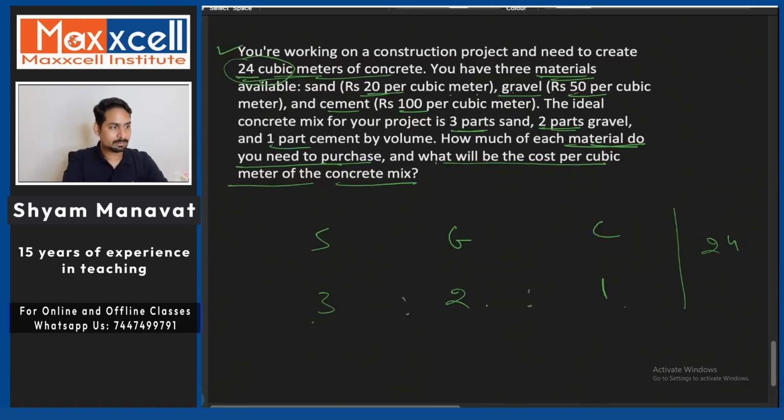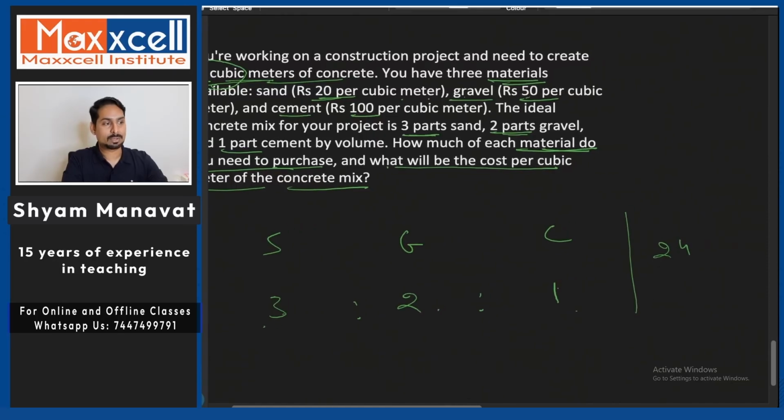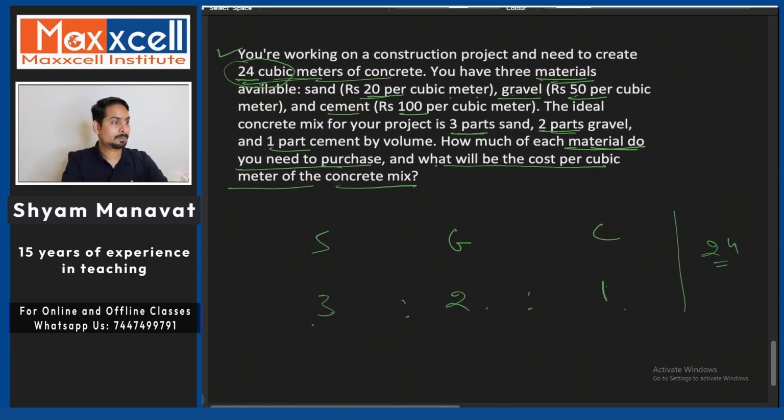So are they not like ratio? Are they not in this ratio? Yes, of course. When you have 3 parts of sand, 2 parts of gravel, and 1 part of cement, and in total you want 24 cubic meter, then I can calculate by using ratio. Yes? Yeah, so let's do it.